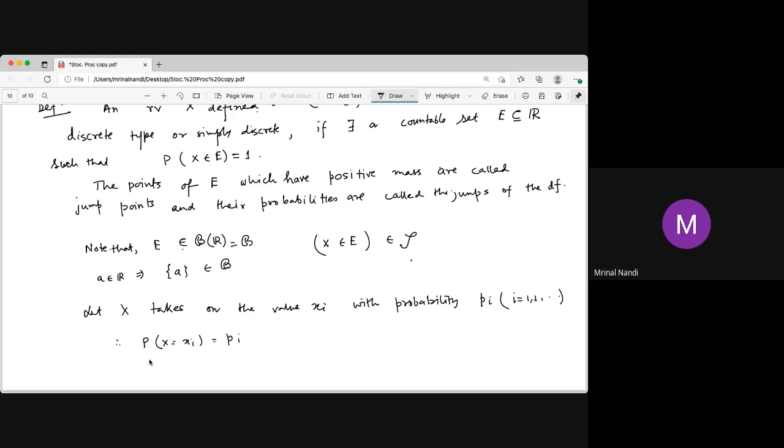But what is the probability of X equal to xi? That is actually the probability of the set of omega, such that omega belongs to Omega and X(omega) equals xi. That is the definition of X equal to xi. That probability is pi for i equal to 1, 2, and so on, where pi must be greater than or equal to 0 and the sum over pi is 1. This is a positive term series, so the sum is 1.